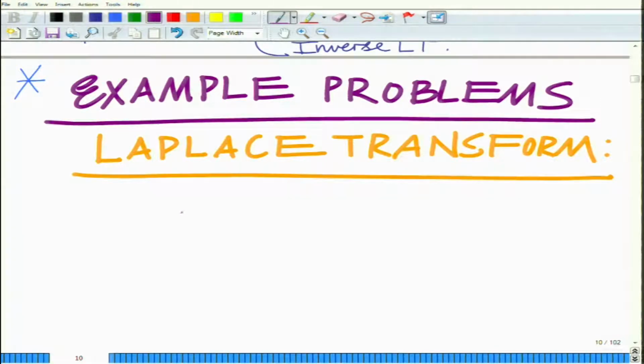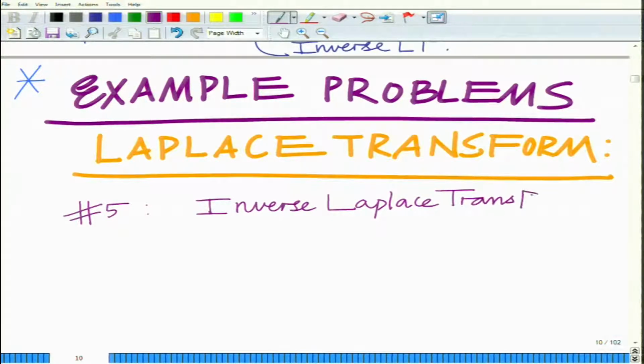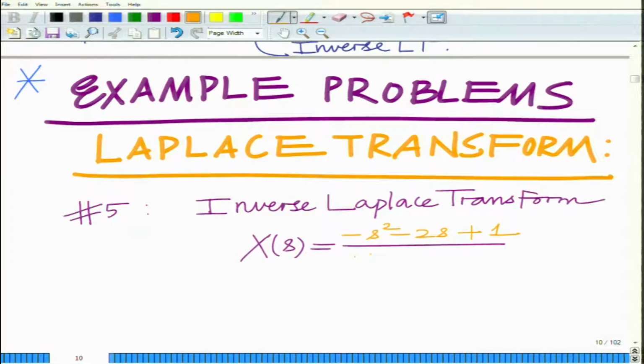What we want to do, let us look at problem number 5. We want to find the inverse Laplace transform of X(s), the Laplace transform given by minus s square minus 2s plus 1 divided by (s plus 2) times (s plus 3) whole square, and the ROC is the real part of s greater than minus 2.